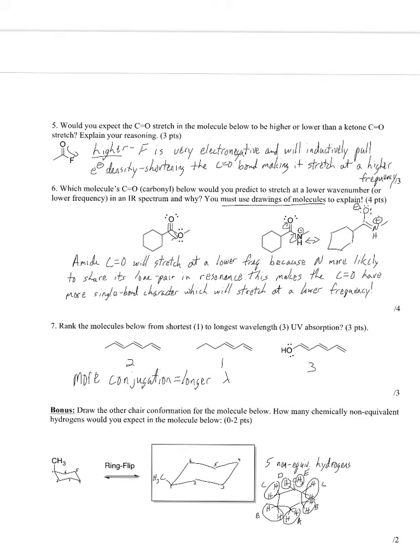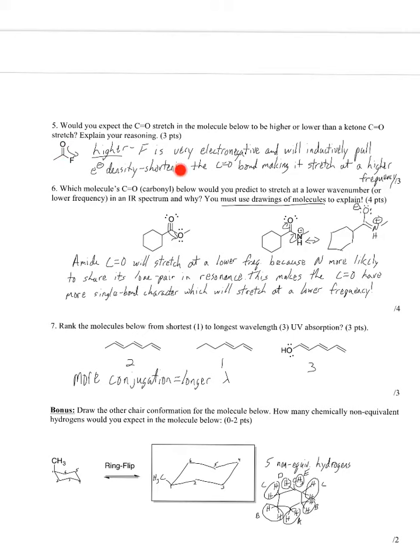So ketone stretch is at 1710. We'd expect that to be different here because this fluorine is very electronegative, so it's going to pull electron density. It has nothing to do with the mass. It's just pulling electron density, so we expect it to be higher. It's going to shrink and shorten that CO double bond.